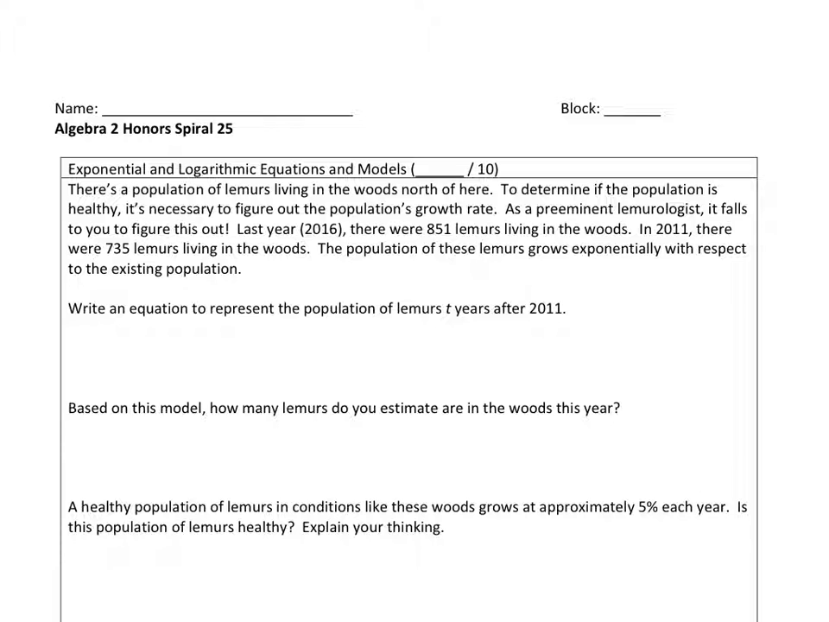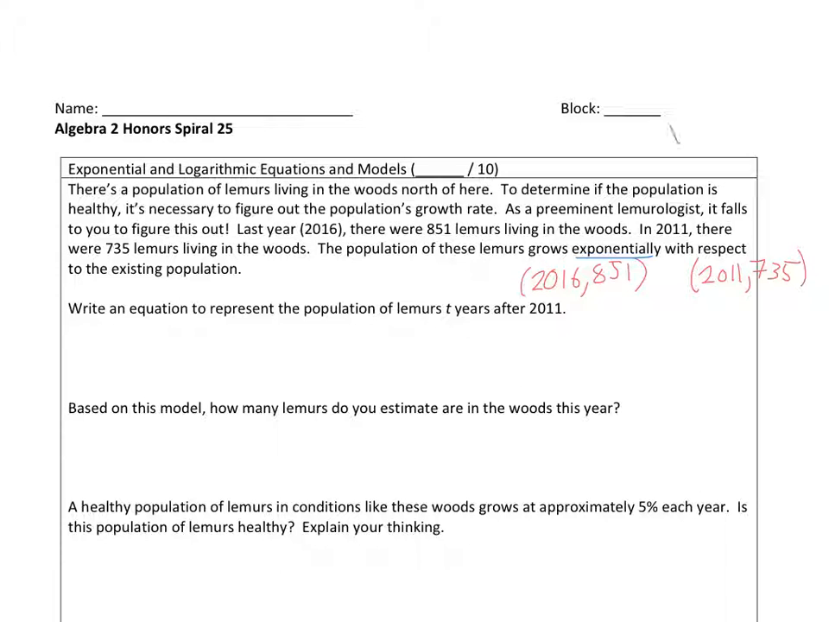Okay, so last year there were 851 lemurs living in the forest. To me, that gives me a point that might be 2016, 851. In 2011, there were 735 lemurs living in the forest. So to me that might mean that we have another point, 2011, 735. And we're also told the population grows exponentially.